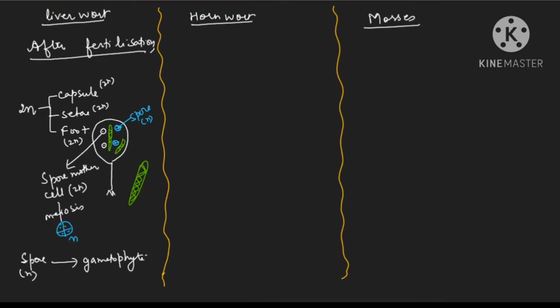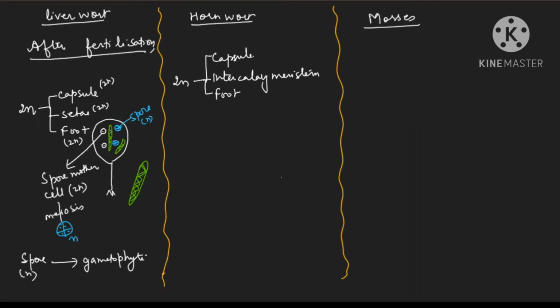In case of the hornwort, the 2N body will have foot, intercalary meristem, and capsule.